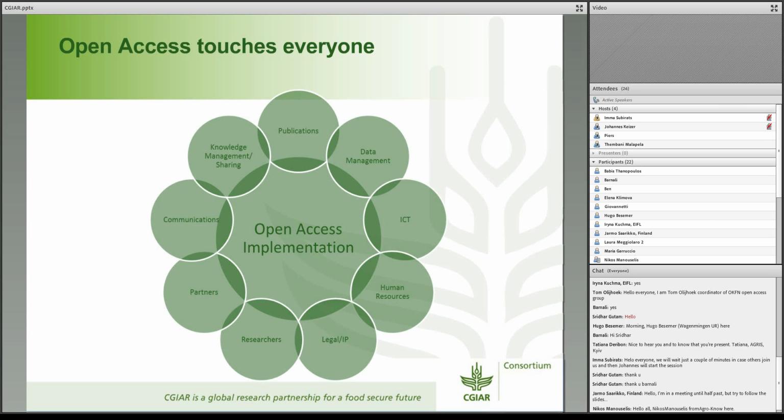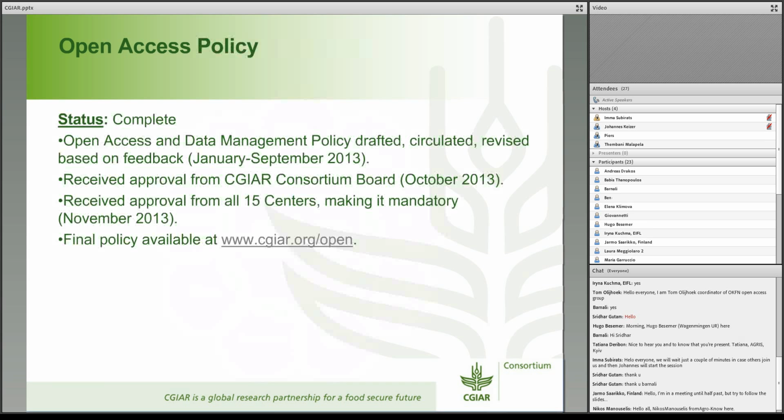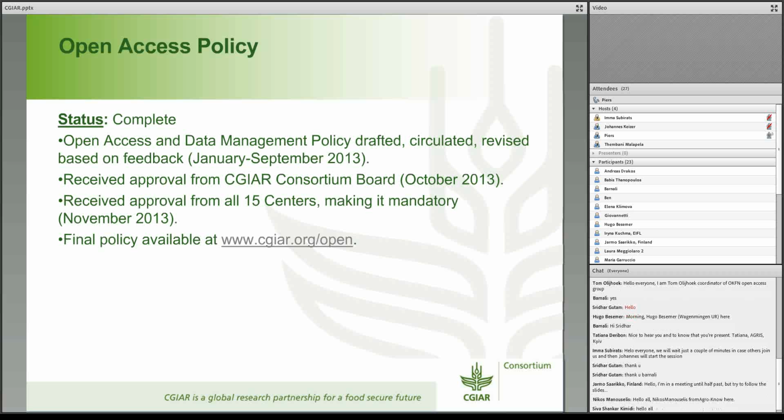So just briefly on the status of some of these, as I mentioned, the consortium open access policy is complete, has been approved by all 15 centers, and is now mandatory, although there's a 5-year window for full implementation. And if you want to take a look at that policy, it's available at www.cgiar.org/open, along with a number of other resources related to open access, news, etc., etc.